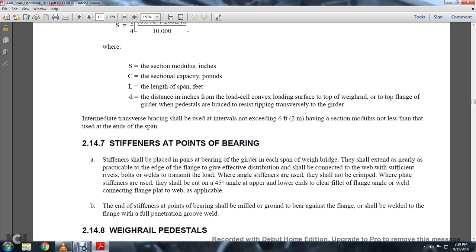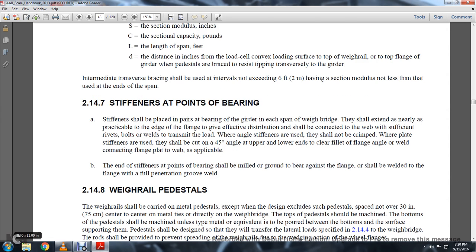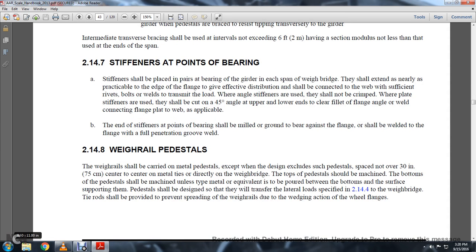214.7 Stiffeners and points of bearings. Stiffeners should be placed in the plane of the bearing of the girder, at each end of the span with the weighing of the bridge. They shall extend nearly to the outer edge of the flange, and to give effective distribution should be connected with the web with sufficient rivets, bolts or welds to transmit the loads. Where angle stiffeners are used, they should not be crimped with the web plate. Stiffeners should be cut at a 45-degree angle at the end of the clear flange angle, with a welded connection to the flange where the plate weld is applicable. The ends of the stiffeners and points of bearings shall be milled to the ground. The bearing flat against the flange shall be welded to the flange with full penetration groove.